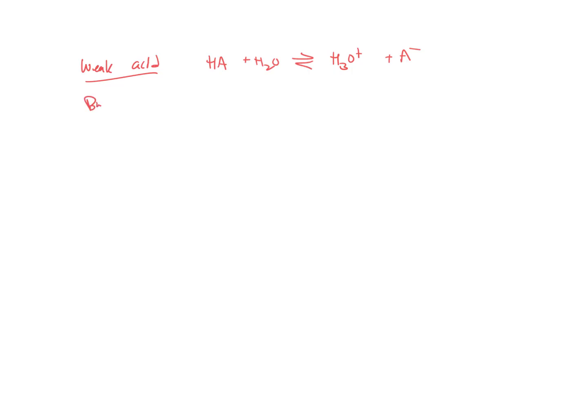And we said a buffer is a mixture of HA and A- in a solution, such that you have both at a similar concentration. Well, there's actually a really interesting math we can do to figure out the pH of a buffer.